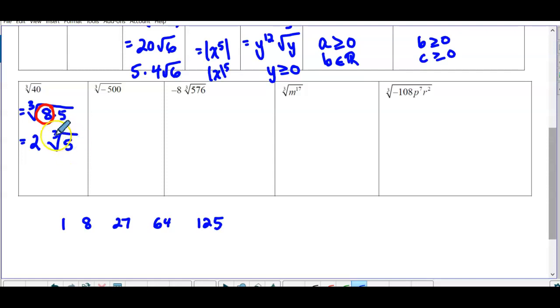Be very careful. Make sure you do not forget to write down the little 3. If you say square root of 5, this is very common, students do this. You got some right numbers, but you forgot the 3. That has a very different value.